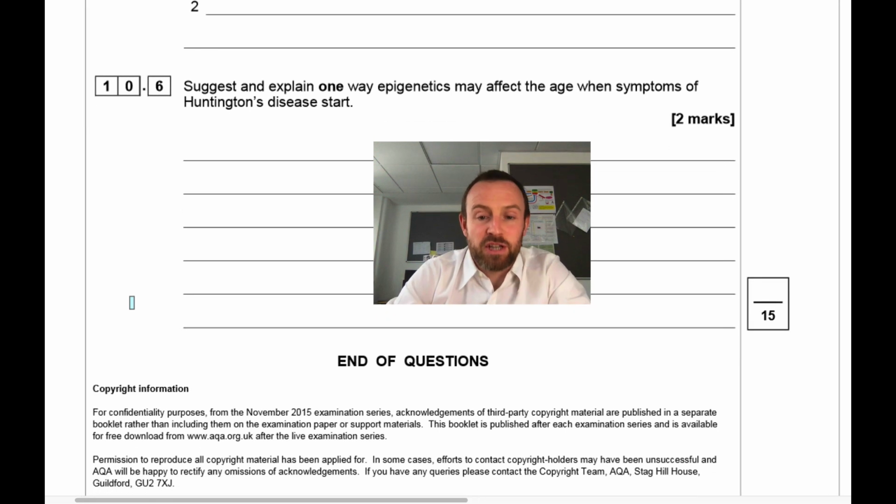Suggest and explain one way epigenetics may affect the age when symptoms of Huntington's disease start. We've already done some thinking about this, so epigenetics might affect the level of transcription and translation of the Huntington gene. Then I'd go on to talk about, for example, if the DNA in the gene is methylated, this will reduce transcription and translation of the gene, or if histone proteins in that gene are acetylated, this is going to increase transcription and translation of the gene, producing higher quantities of huntingtin, which would probably cause an earlier onset of symptoms.